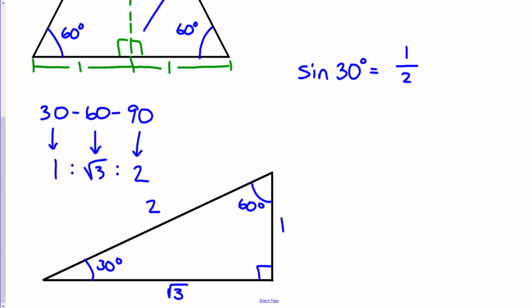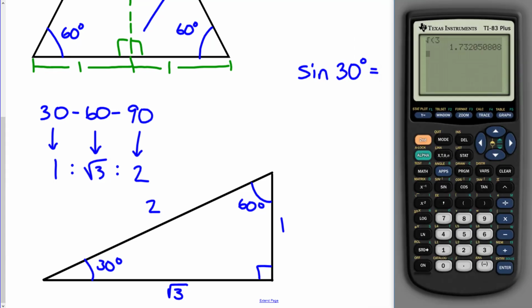If I use the calculator, and of course make sure you're in degree mode, you always want to keep checking that as you're working through. If I do the sine of 30 degrees, the calculator agrees with me, 0.5, which is 1/2.